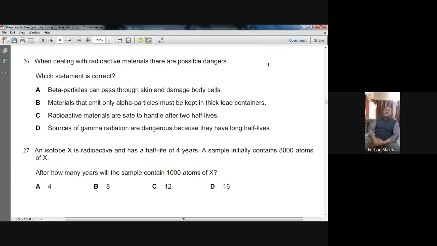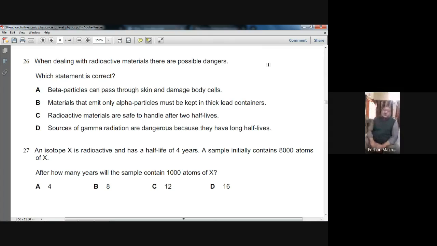To some extent, that is right. But other radiations are given out, so even then they should be kept in the lead container. Beta can be stopped even by a paper wrapper. Radioactive materials are safe to handle after 2 half-lives. That's not true. These sources of gamma radiation are dangerous because they have long half-lives. That is totally wrong. Gamma radiation, we don't know whether the half-lives are long or not, for those giving out gamma radiation.